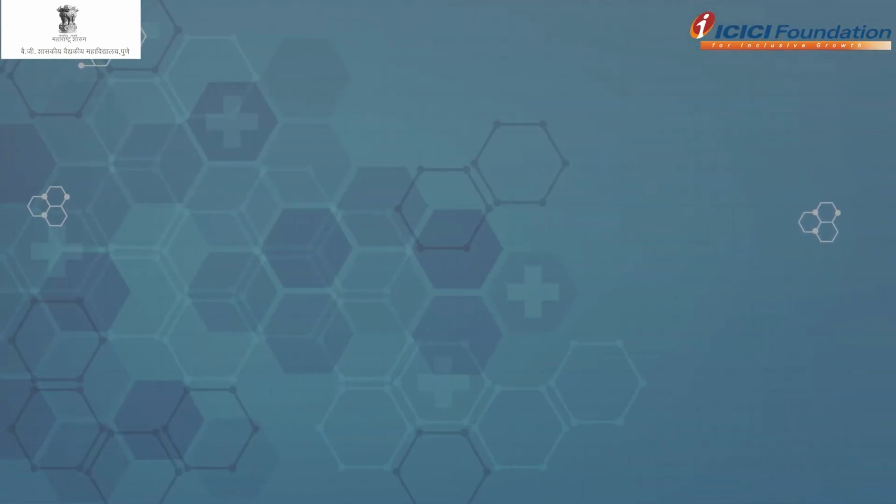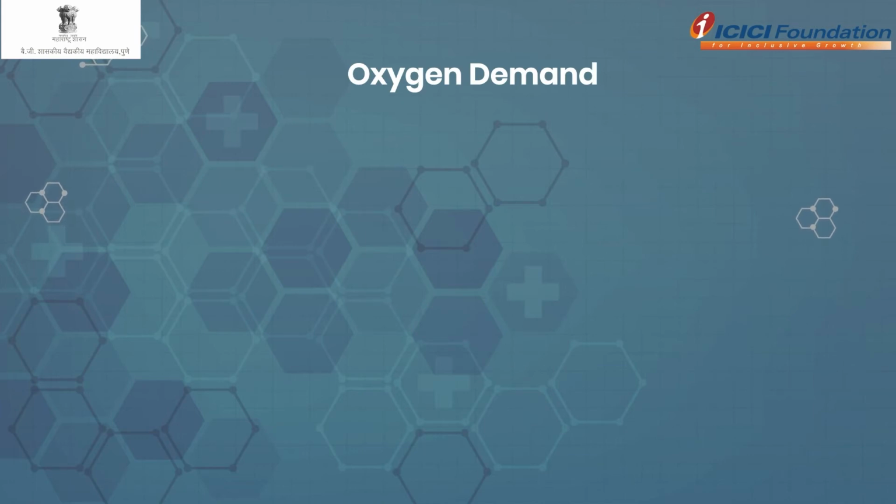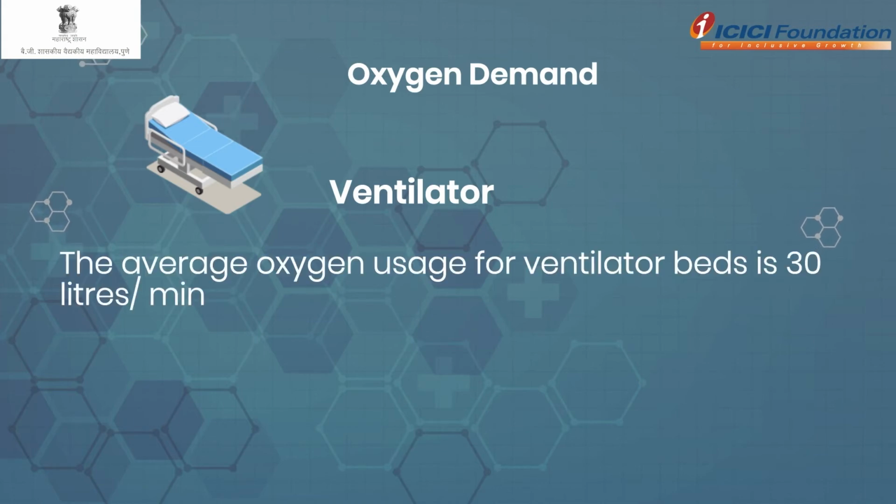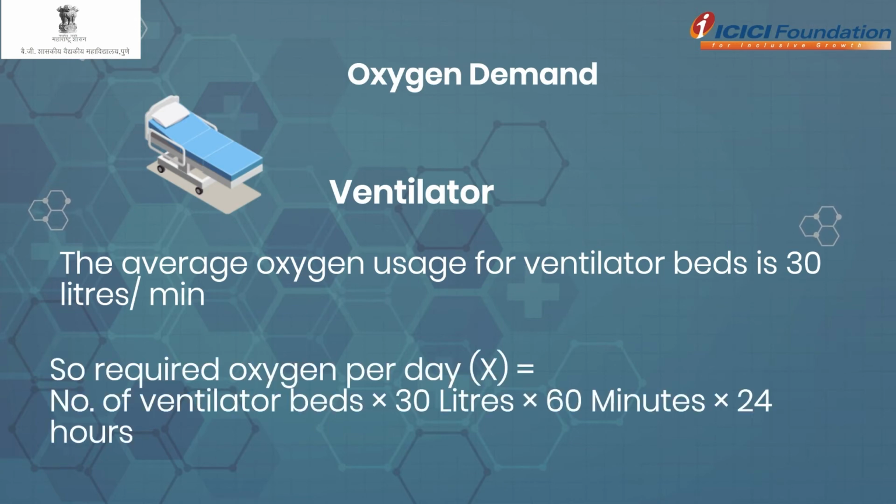So coming to how do we calculate oxygen demand? Just imagine we have two types of beds. One is ventilator bed and the other is oxygen bed. So coming to ventilator bed, average oxygen use for a ventilator bed is about 30 liters per minute. So required oxygen per day in ventilator beds will be X, that is equal to number of ventilator beds into 30 into 60 minutes into 24 hours.